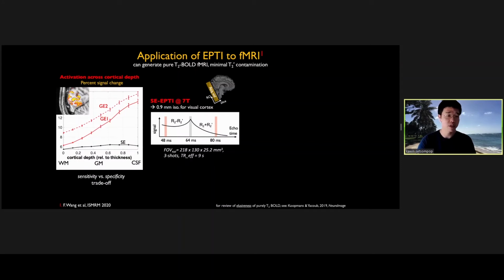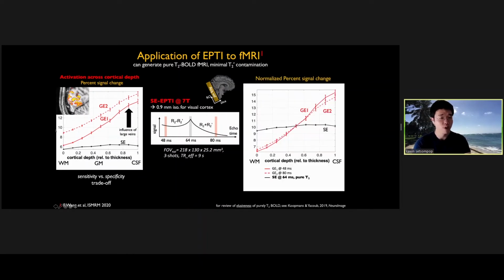Then we look at the time series of this data and plot the activation across cortical depth. As you can see, for the gradient echo weighted acquisition, you have influence of large veins, whereas in the spin echo, the activation across cortical depth remained pretty flat. There's also a clear classic trade-off between sensitivity versus specificity as you move from gradient echo to spin echo. We can replot this in a normalized plot where we normalize with the gradient echo at 1 around the center depth so that we can see things a bit better in terms of the slope differences for different cases.